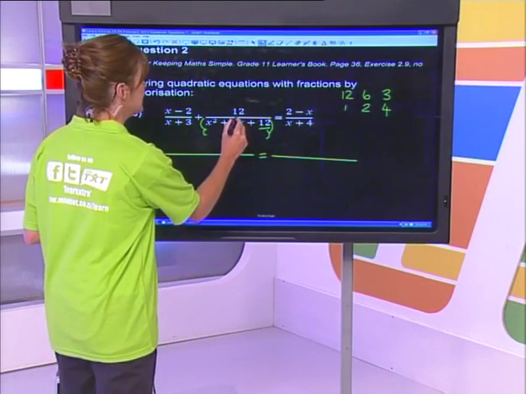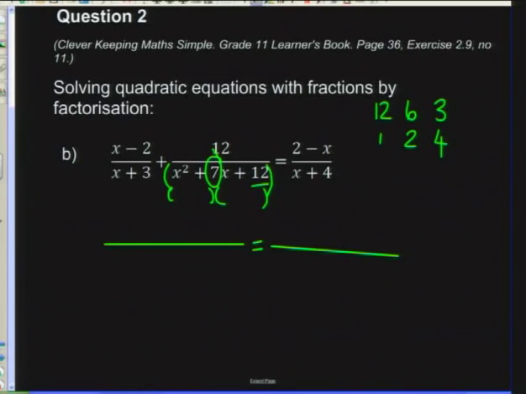Now, the option that you need to decide on is the one that's going to get you the number in the middle. In this case, we're looking for a 7. If I took a 12 and a 1 and I added or subtracted, that's not going to get you 7, so that's out. 6 and 2, if I add or subtract them, once again, it's not going to work. We're not going to get to 7. That leaves me with 3 and 4, which if I add them, is going to get me to 7. So when we factorize the trinomial, we are going to have a positive 3 and a positive 4.